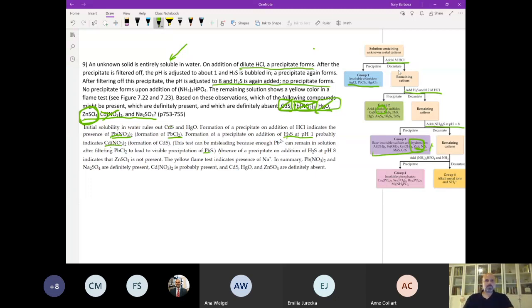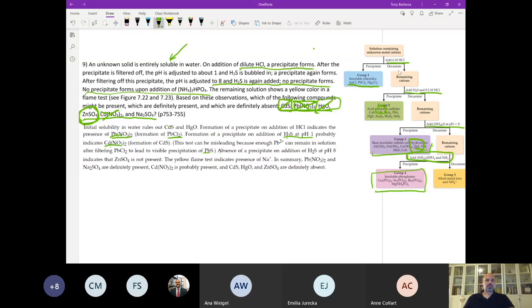And then the last part goes through, let me see. I'm just trying to walk through. Then we add the addition of ammonium hydrogen phosphate, and you can see that's this part here. And we have no precipitate, so that shows that we don't have any of these ions present in solution.